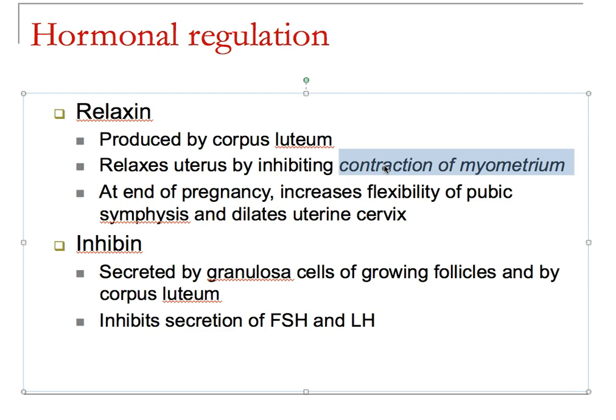At the end of pregnancy, it increases pelvic flexibility and allows for the dilation of the uterine cervix. In fact, maybe you even notice this in your normal monthly cycle. Inhibin is secreted by granulosal cells. So remember where those granulosal cells were found? Remember, we saw them inside our follicle. And it's produced by the corpus luteum, and it's going to inhibit follicle-stimulating hormone and luteinizing hormone.